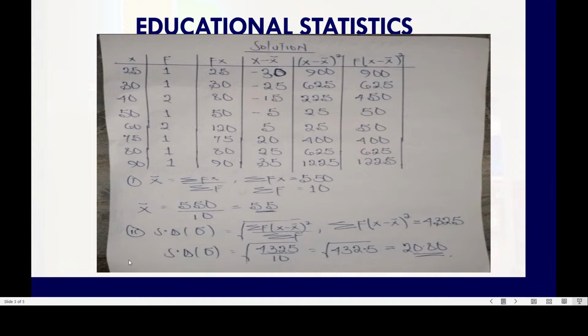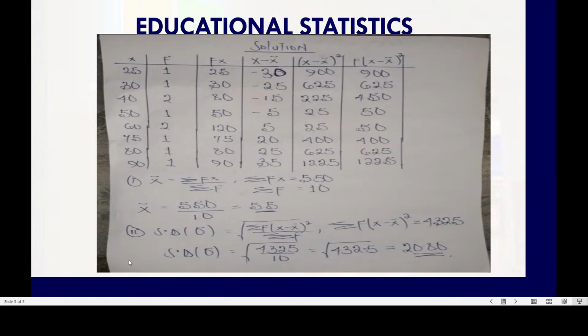Like I said, this is where I made a mistake. That place ought to be 25, not 50. Then 2 times 25 will give you 50. 1 times 400 will give you 400. 1 times 625 will give you 625. 1 times 1225 will give you 1225.